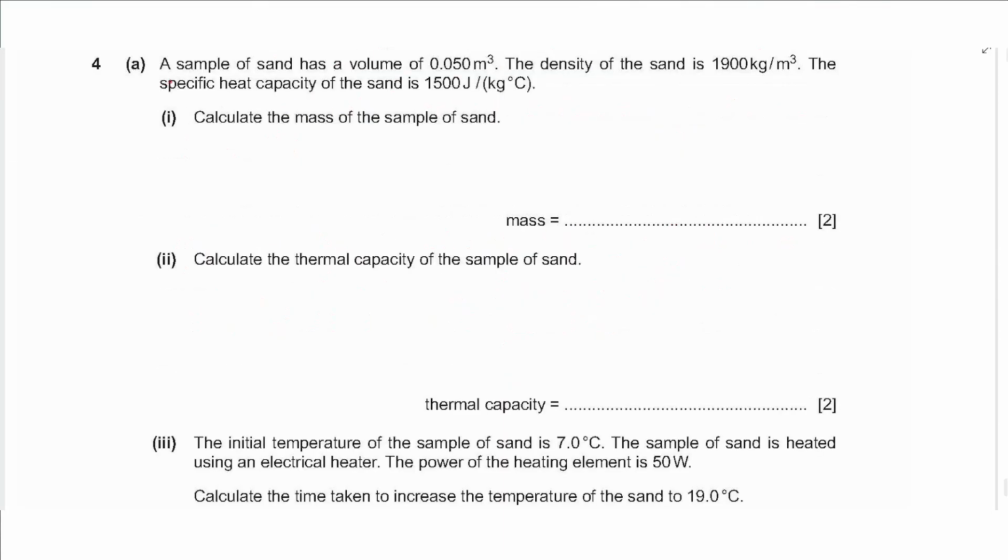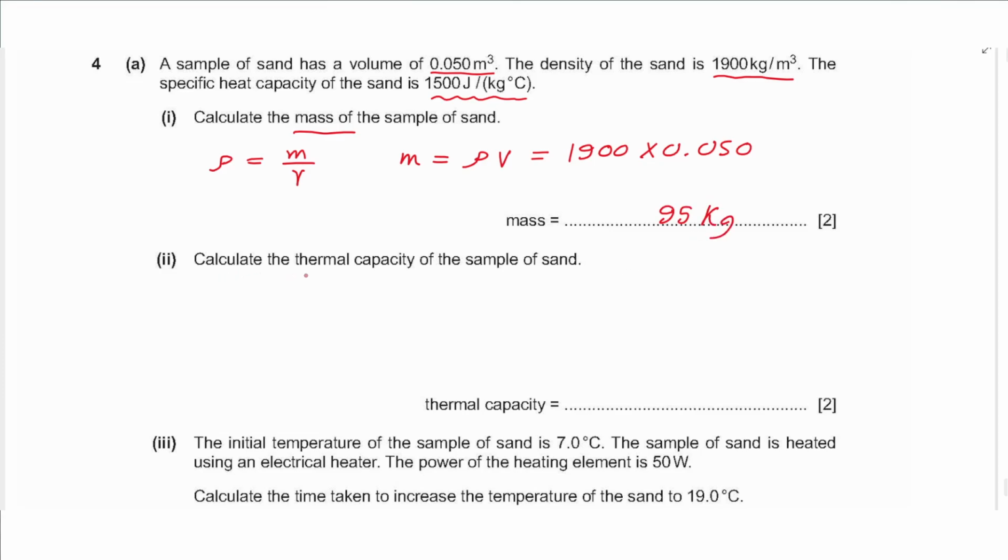The next question says a sample of sand has a volume of 0.050 meter cubed. The density of the sand is 1900 kilograms per meter cubed. The specific heat capacity of the sand is 1500 joules per kilogram degree Celsius. Question I says calculate the mass of the sample of the sand. We can use the equation density is equal to mass divided by volume. So mass is equal to density multiplied by volume. So we multiply 1900 times 0.050, which gives a mass of 95 kilograms.